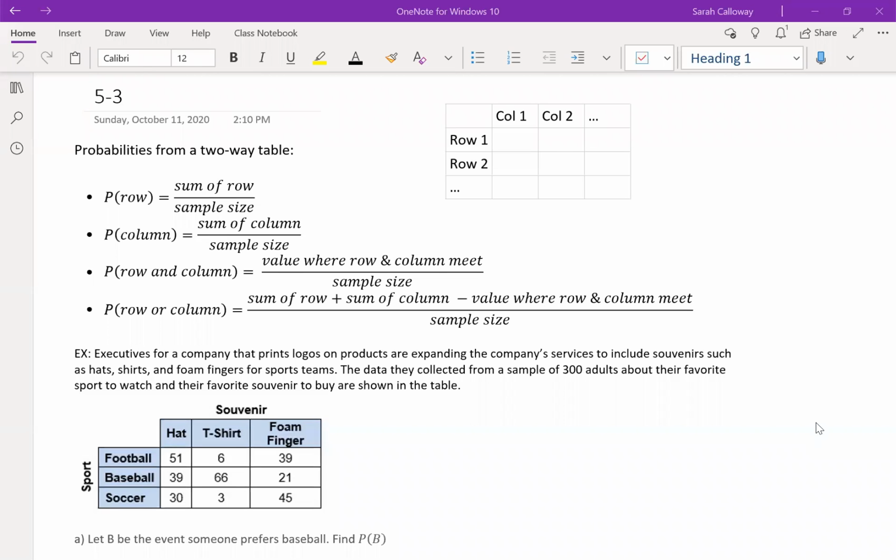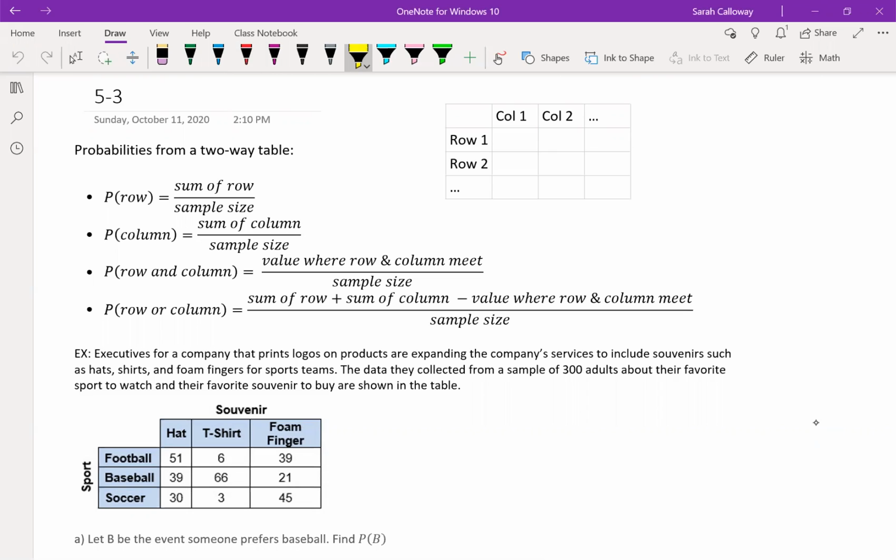We're going to go through section 5.3, which is applying probability rules. So just to go through some formulas, depending on where the event is, it can either be in a row or a column. I'm going to go through the steps to find these different probabilities, just to remind you. If I want to find the probability of something that's in a row, I'm going to take the sum of that row, let's say row 1, and then divide by the sample size. That's going to give me the probability of the row.